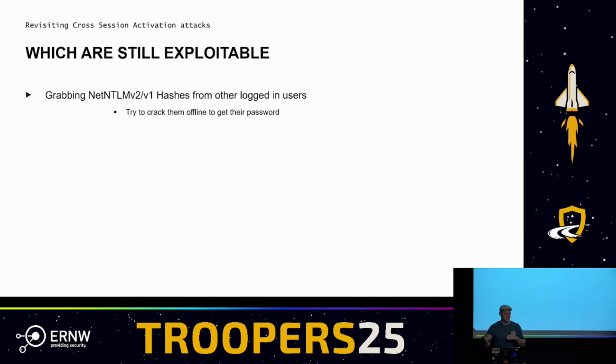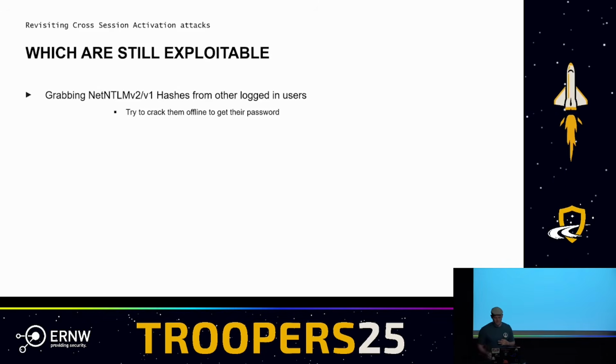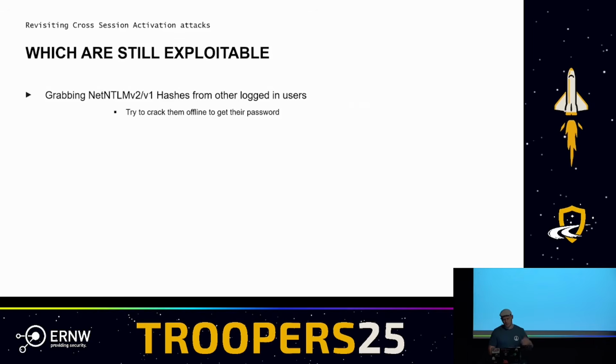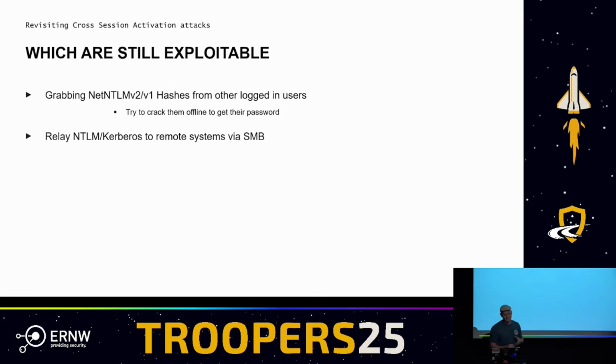So this is the local attack vector. When you're logged on, another user's logged in, you can still get their netNTLM v2 hash or v1 and try to crack it. So this is still possible.